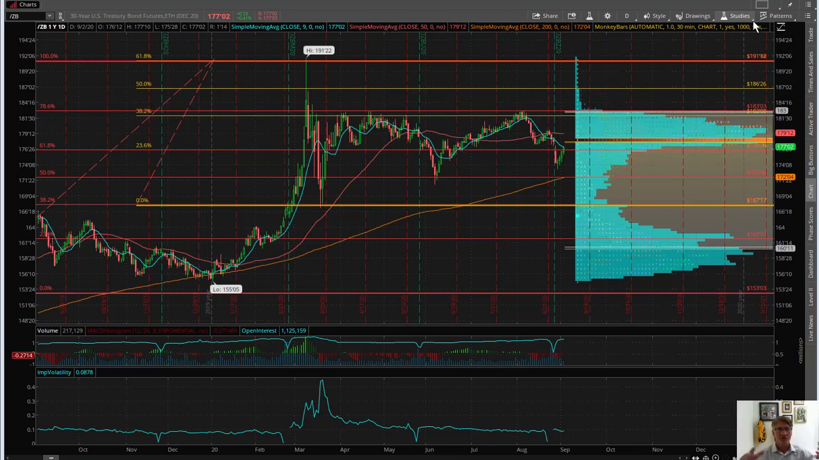Some of this has to do with the Fed governors talking and saying they do not see interest rates rising anytime soon. Well, if interest rates aren't going to rise, then the bond sell-off is a little overdone. That's why we're starting to see this move to the upside.